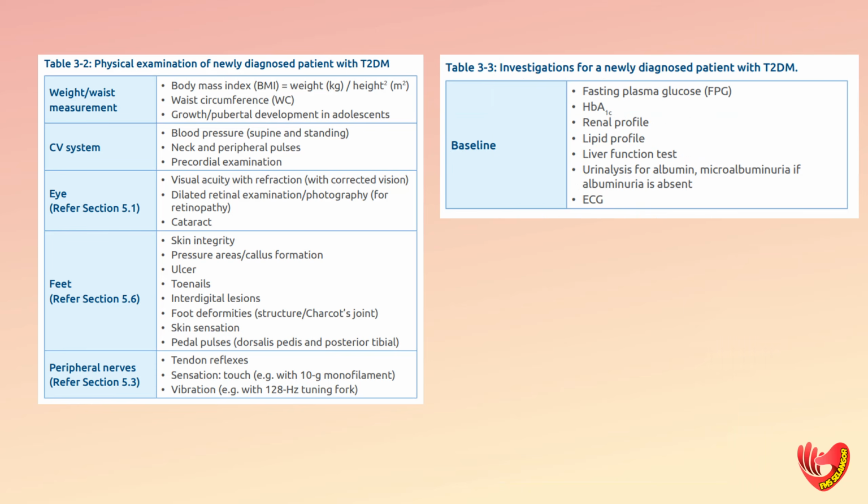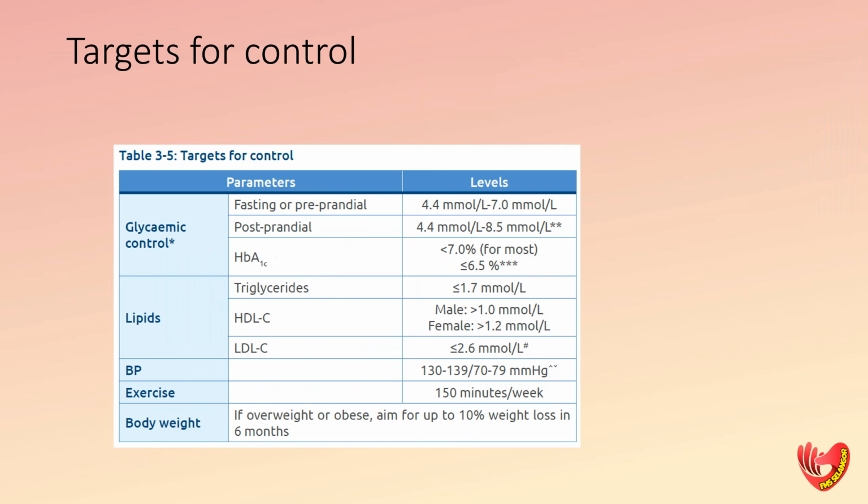The investigations that should be done in a newly diagnosed patient with type 2 diabetes mellitus are fasting plasma glucose, HbA1c, RP, LFT, lipid profile, and urinalysis for albumin, and microalbumin if albuminuria is absent. ECG should be done as a baseline. The summary of updates for targets of control. Patients should be counseled about the importance of achieving optimal body weight with lifestyle modification if they are overweight or obese. HbA1c targets have been revised according to individual characteristics.